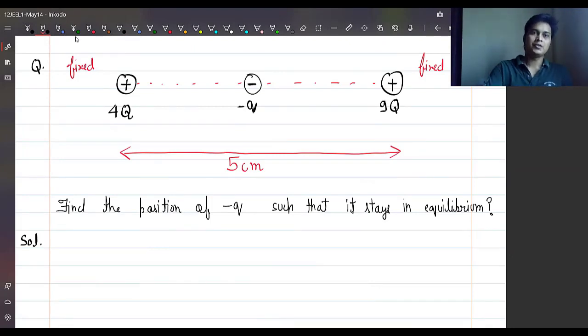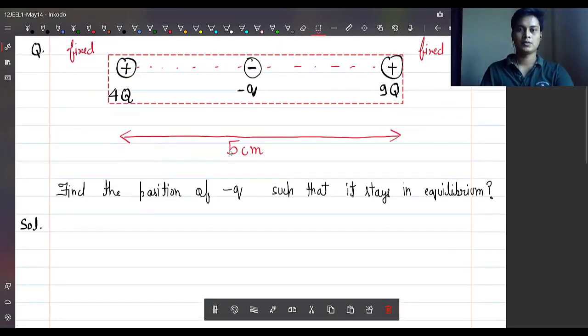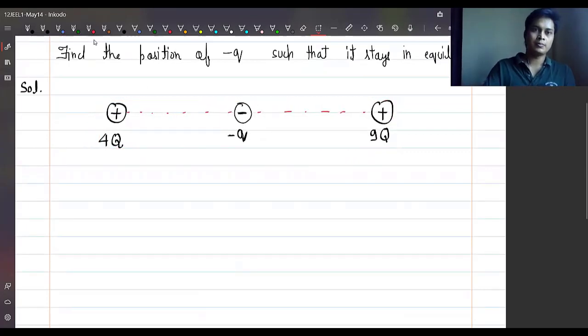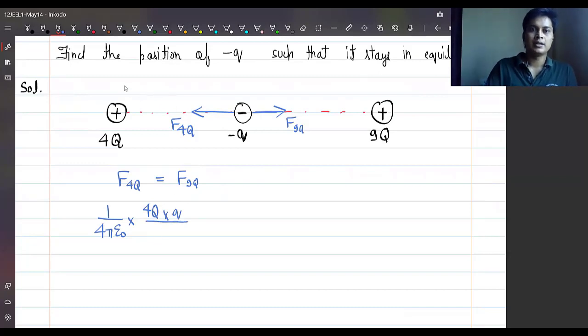So think about this question. You'll find that both of the charges will attract minus Q. If both of them apply the attractive force, this will be the force applied by the 9Q charge, and this will be the force of attraction by the 4Q charge. The force of attraction by the 4Q charge will be balanced by the force applied by the 9Q charge. So this will come out to be 1 by 4 pi epsilon naught, 4Q into Q. I'm not writing the negative sign because I have already shown the direction. Divided by, let me assume this distance to be x. So the remaining would be 5 minus x.